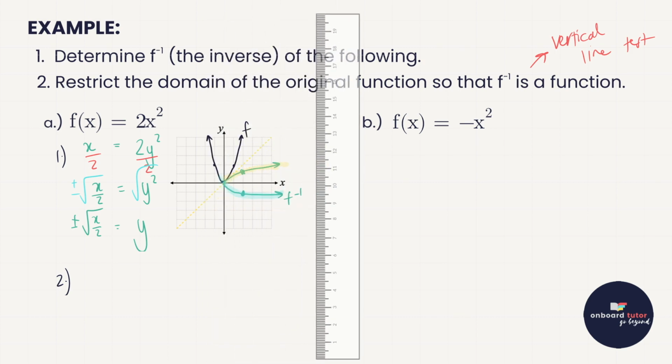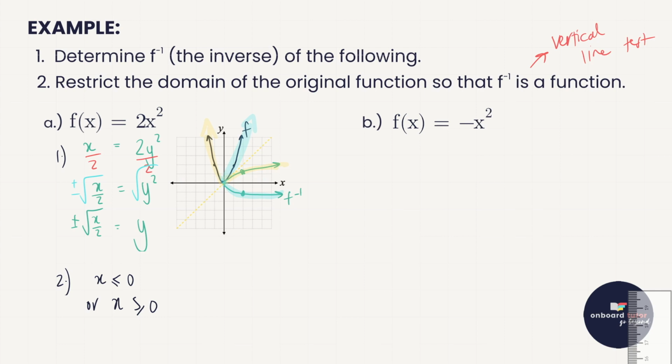Okay, but what they want us to do is restrict the original function. So basically what we'd need to do is say, well, either we're going to take this part here, or we're going to take this part here, but we can't reflect both of them at the same time. Okay, so what would we say? We would have to say that either x is smaller than or equal to 0, or x is greater than or equal to 0. So basically all the x values on that side or all the x values on that side, but not both of them together.